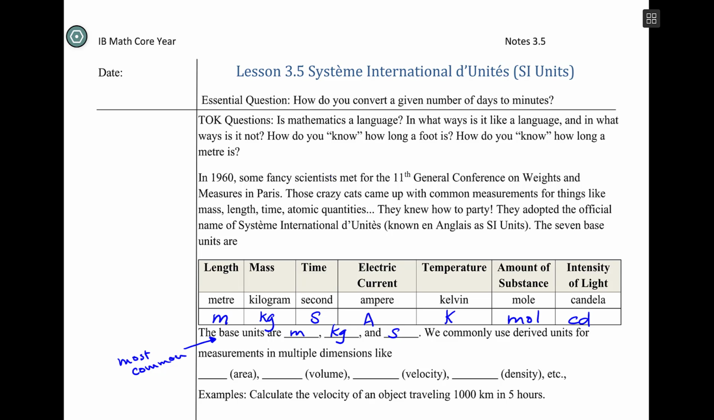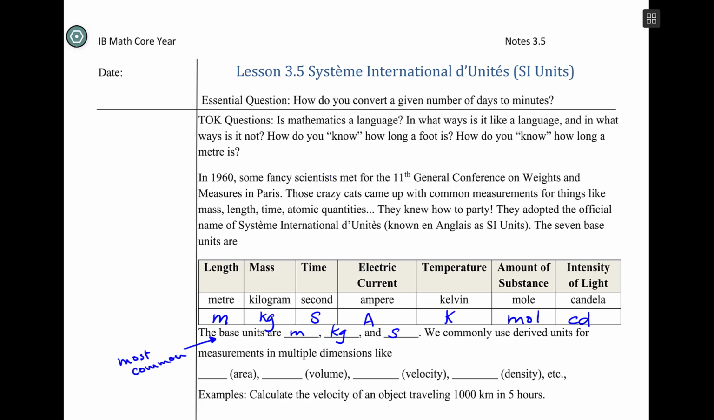Now, they came up with these base units of measurement. The 7 base units are length, mass, time, electric current, temperature, amount of substance, intensity of light. We have those measurements as being the meter, the kilogram, the second, ampere, Kelvin, mole, and candela. Okay, important things to note here is that ampere is a capital A and Kelvin is a capital K. So that's interesting. We don't even use centigrade, or we don't use Fahrenheit for that measure of temperature.